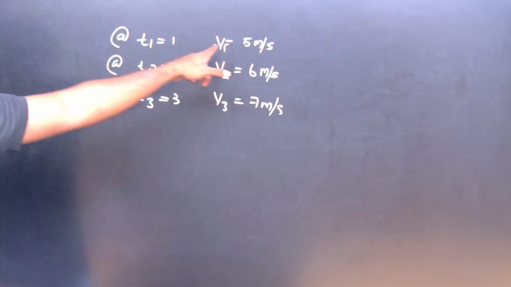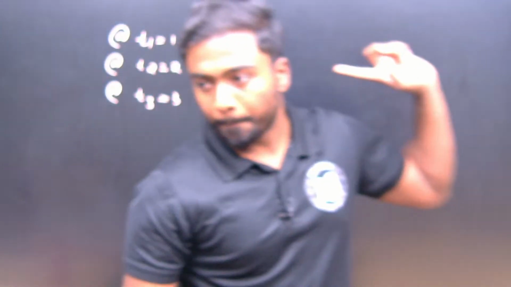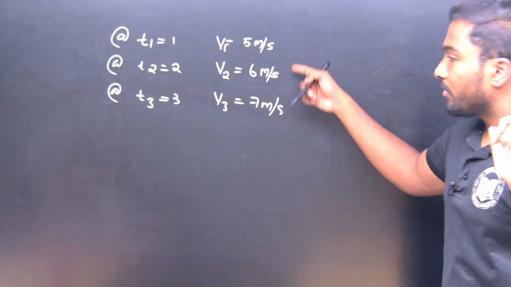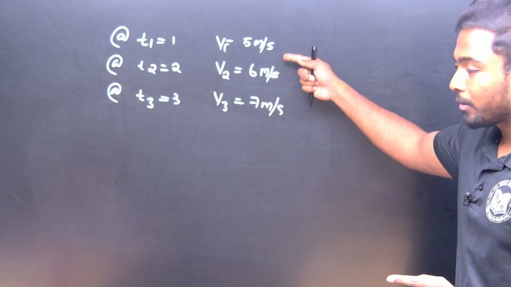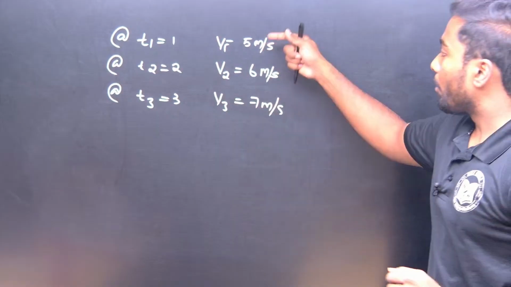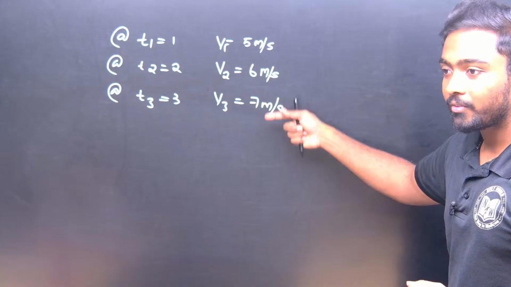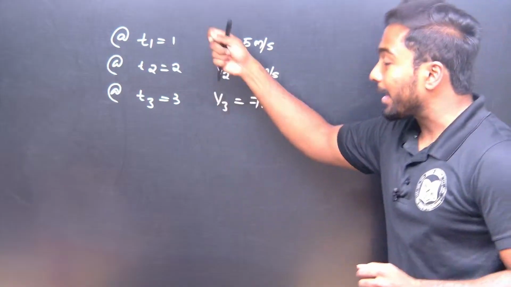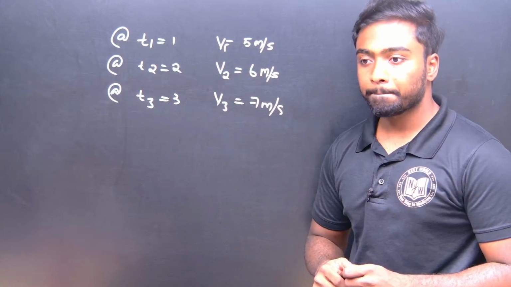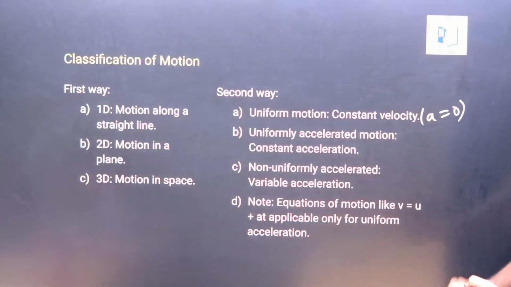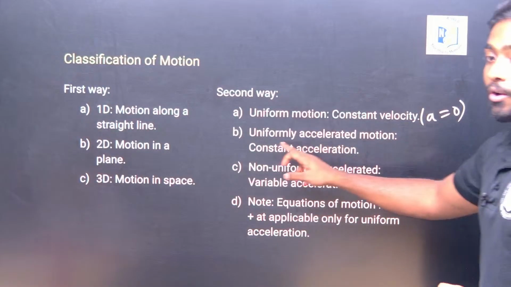Here speed is increasing, or velocity is increasing. How is the velocity increasing? Constantly it is increasing, which means acceleration is also constant. 1 meter per second square, 1 meter per second square, 1 meter per second square. So for each second, the acceleration is constant, right? So that is uniformly accelerated motion, constant acceleration. Non-uniformly accelerated motion means variable acceleration.